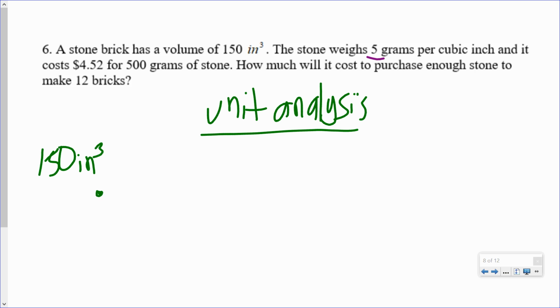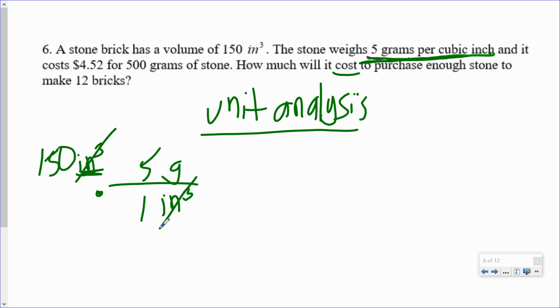So now I'm going to look in the problem for cubic inches. Ultimately, I want cost. I don't have cost now, I have cubic inches. So I'm looking in the problem for cubic inches. I see it right here. I'm going from cubic inches to grams. So cubic inches goes on bottom. Whatever I started with goes on bottom. I'm converting cubic inches to grams. It's 5 grams for 1 cubic inch. Cubic inches cancel.